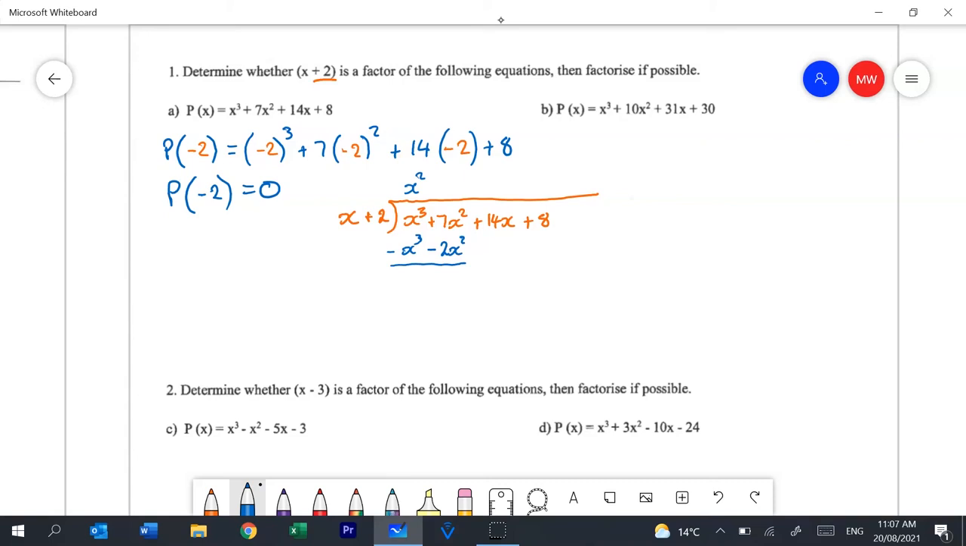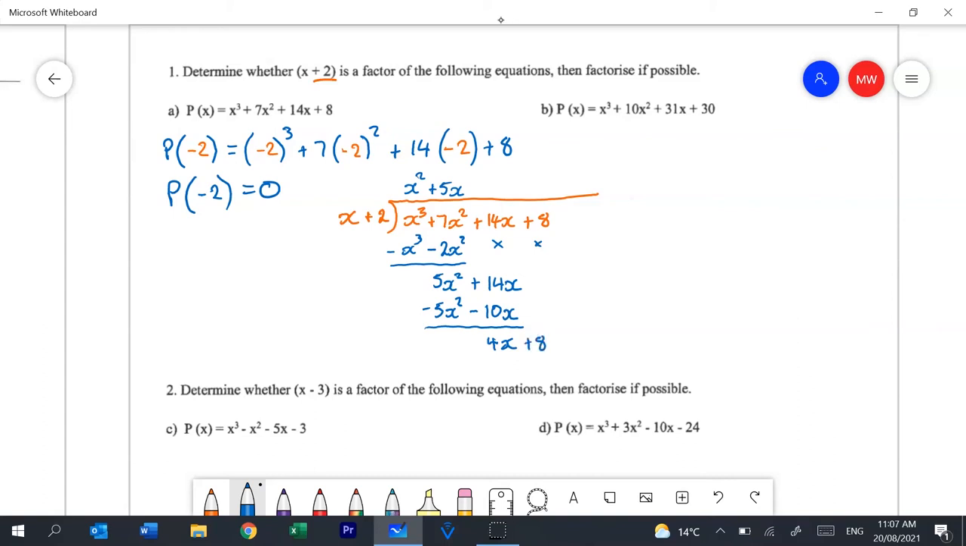X cubed minus x cubed makes nothing. 7 minus 2 makes 5x squareds. Grab the next term and bring it down. Start all over again. How many times does x go into 5x squared? It goes in 5x times. 5x times x, we're going to make minus 5x squared. 5x times 2 makes 10, so we're going to make minus 10x. 5x squared minus 5x squared makes nothing, and 14x minus 10x makes 4x. Grab the next term and bring it down.